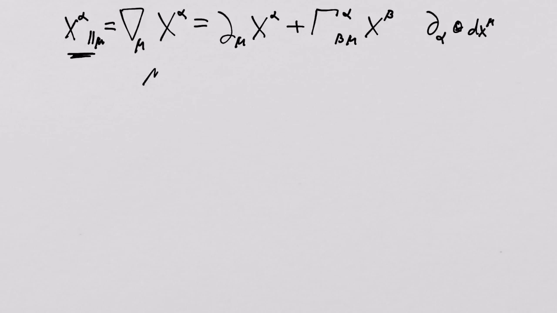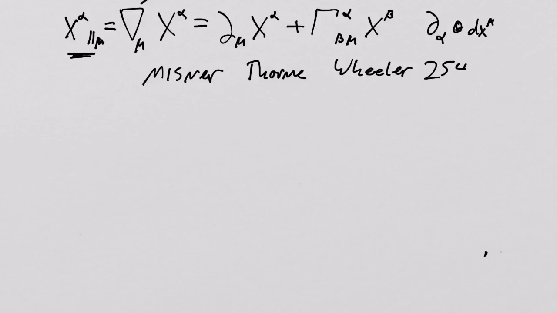So the book we're going to reference here, Misner, Thorne, and Wheeler, and let's see, specifically, I actually have it open in front of me here. It's page 254. Now let me say something about this book. The book is called Gravitation, and it's one of the more famous books in general relativity.